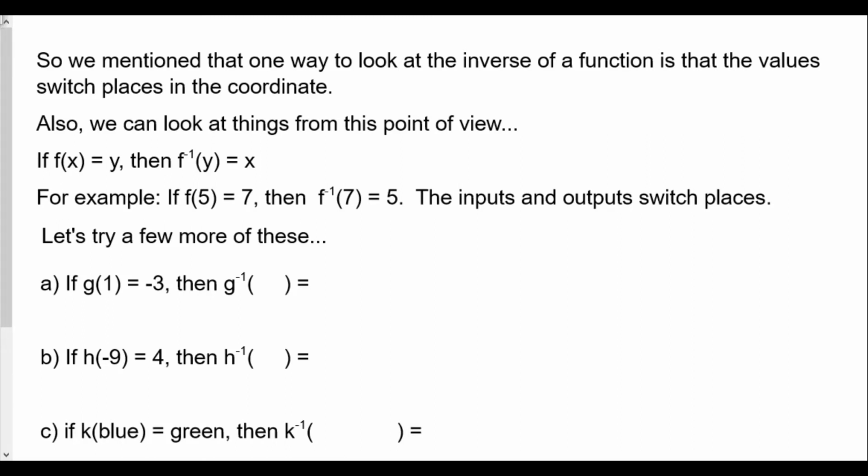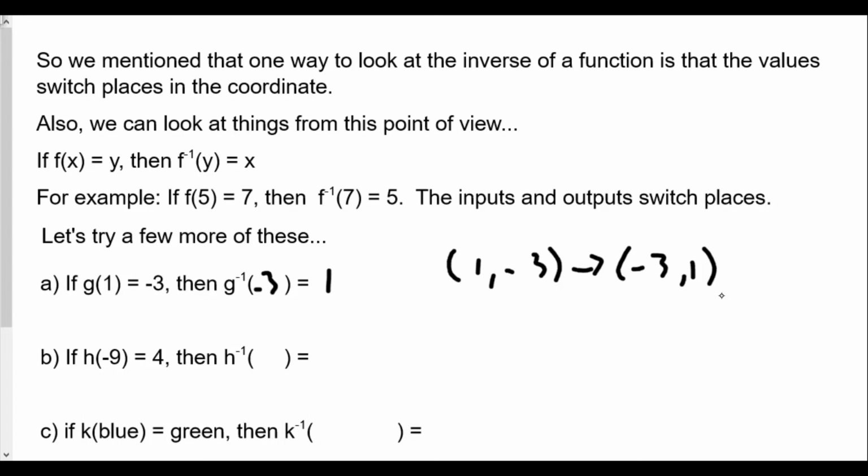So let's try a few of these. So for example, g of 1 equals negative 3. So very similar to what we did before. So g of 1 equals negative 3. That means the inverse of g of negative 3 will equal 1. Because we have 1 comma negative 3 becomes negative 3 comma 1. See what happens is, again, when we take the inverse, we're just switching the positions in this case.